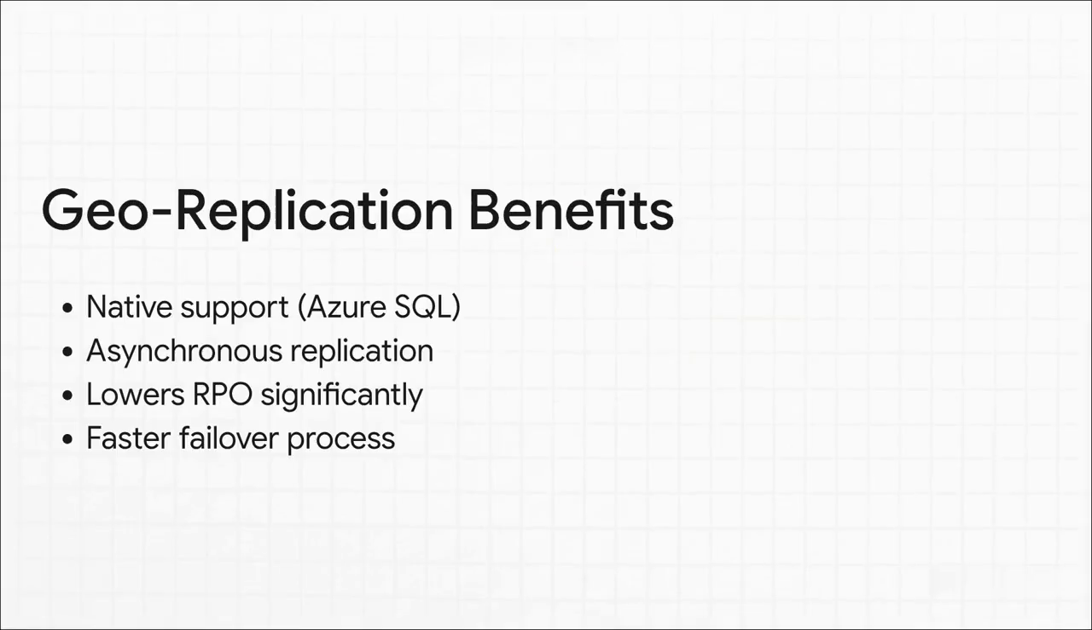This is where using the platform's native features becomes a total game changer. Services like Azure SQL Database have geo-replication just built right in. It automatically and continuously sends your data to a secondary region. This absolutely crushes your RPO, bringing it down to just minutes or sometimes even seconds of data loss. Now, the failover itself might still be a manual button push, but trust me, promoting a replicated database is worlds faster than trying to restore a massive database from a backup file.